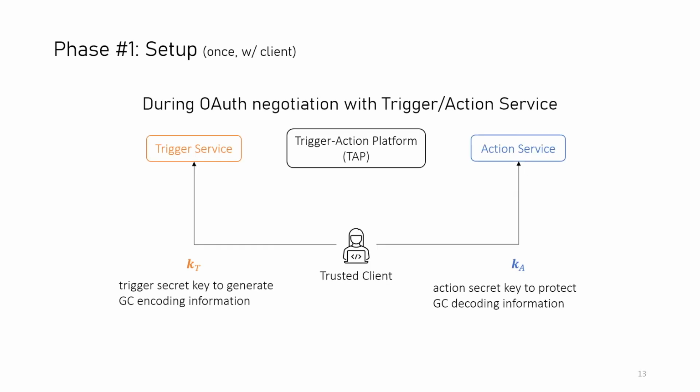Now, I will briefly go through each phase in a rule's lifecycle and overview what our system does at a high level. First, when the user first sets up a rule, it needs to go through an OAuth negotiation with both the trigger and action services to acquire the corresponding permissions. This is a standard step performed by every trigger action platform today. We extend the OAuth protocol to allow the client to exchange a secret key with both services. These keys will later be used as a basis of our protocol.